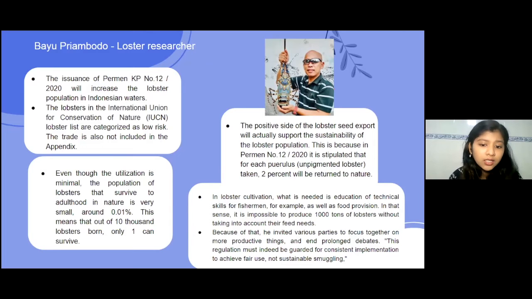So in this lobster cultivation, what is needed is education for technical skills for fishermen, for example, as well as the food provisions. In that sense, it is impossible to produce 1,000 tons of lobster without taking into account their feed needs. Because of that, he also invited various parties to focus together on more productive and prolonged debates. These regulations must in that be set by you Priambodo.